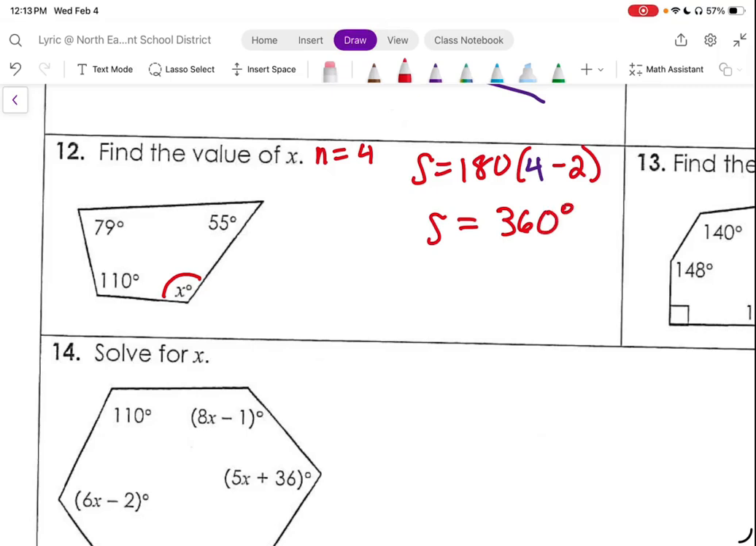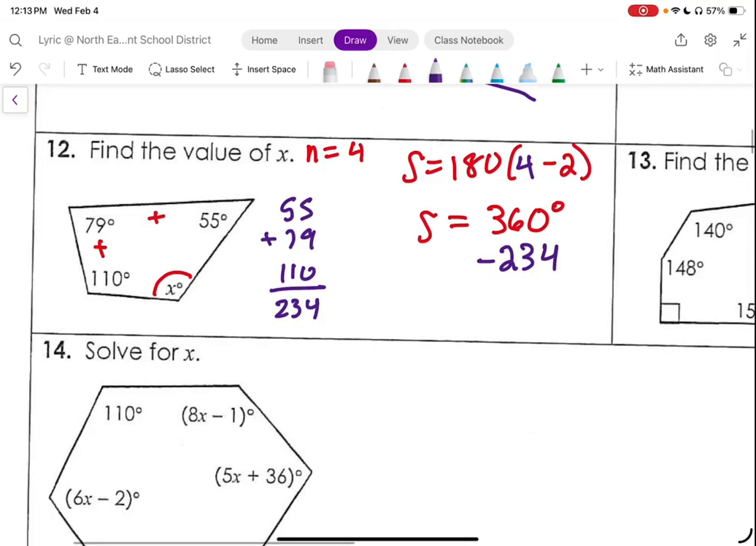So in this case, all 4 of the angles add up to 360, but we need to know what that one missing angle is. So let's add these 3 angles together and subtract from 360. 55 plus 79 plus 110 is 234. Subtract that from 360, and we get x, our missing angle, of 116 degrees.